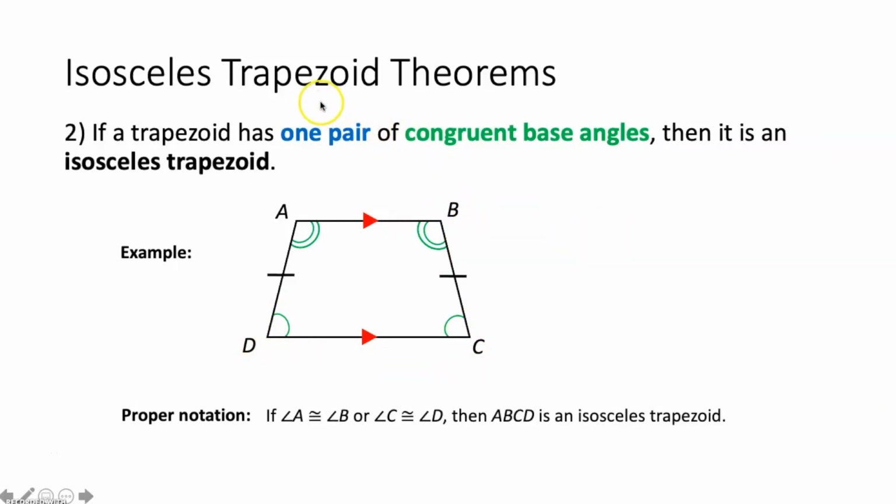Now, the second isosceles trapezoid theorem says if a trapezoid has one pair of congruent base angles, then it's an isosceles trapezoid. So this is basically the converse of the theorem we just talked about, except it says it only needs one pair of congruent base angles to say that it's an isosceles trapezoid. So if we know it's a trapezoid, meaning that one pair of opposite sides is parallel, and we know either angle D is congruent to angle C, or we know that angle A is congruent to angle B, then we can say it's an isosceles trapezoid, meaning segment AD must be congruent to segment BC. Our legs must be congruent.